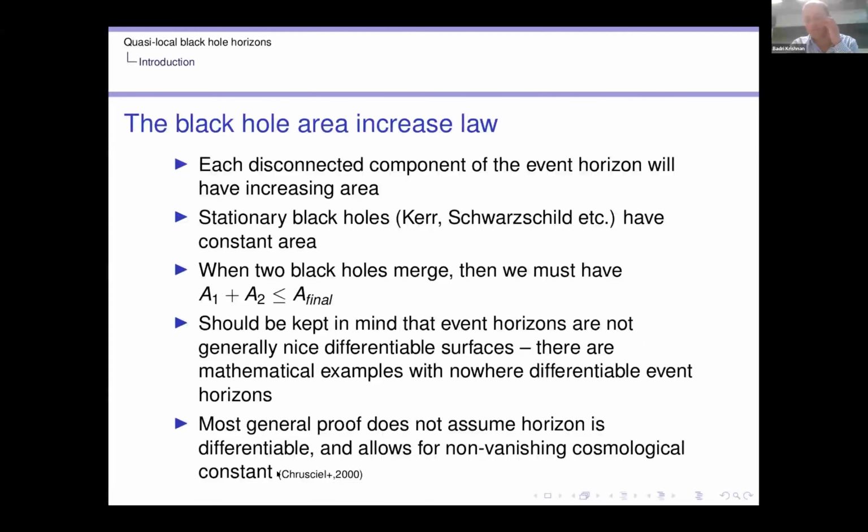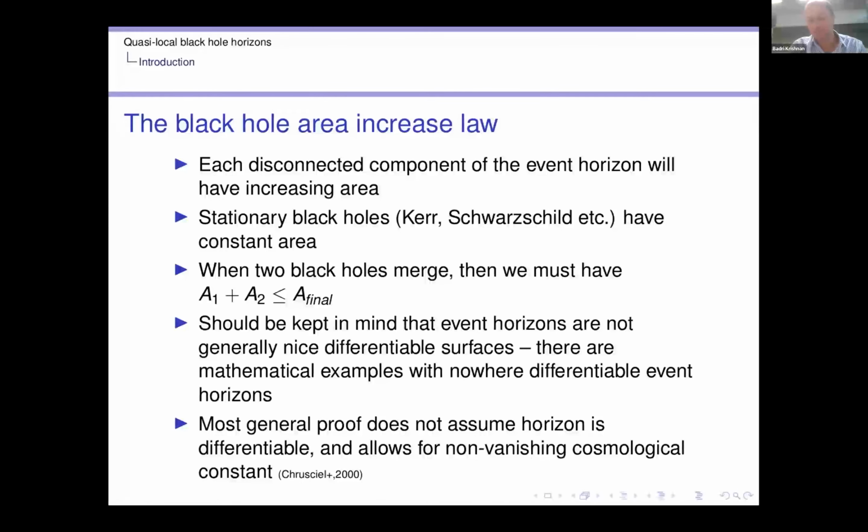So there's a paper by Krusiel and Duncan and Greg Galloway on nowhere differentiable horizons. So their motivation, if I can speak for them, comes from the fact that event horizons are not differentiable surfaces in general, right? This is true, in fact, and physically speaking. And therefore, there's a question about the proof of the area increase law, whether it allows for the non-differentiability and so on. So their motivation was to have a rigorous proof mathematically of this fact.